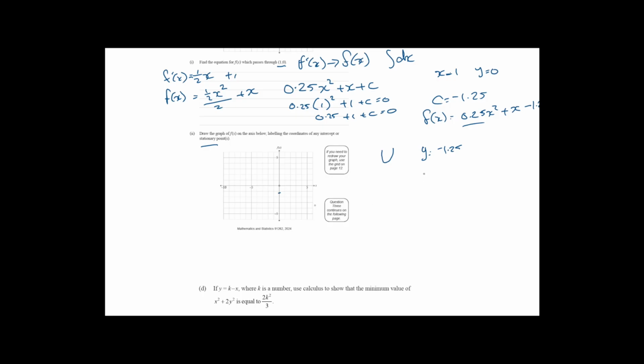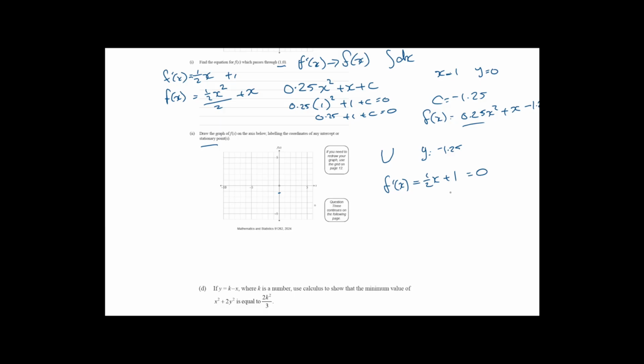So now we need to find the turning point and the roots, the x-intercepts. So to find the turning point, we're going to differentiate, but we don't really need to differentiate because we're already given f dash of x, and we work that out to be half x plus 1. So we're going to set that equal to 0 and solve.